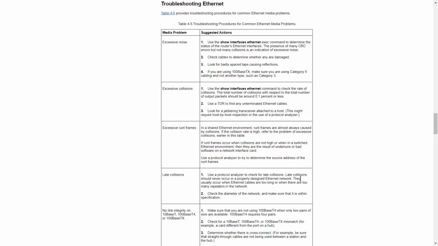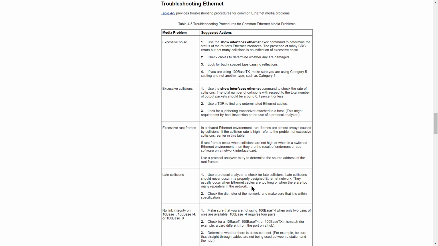So it is telling that late collision usually occurs when Ethernet cables are too long. Means when the Ethernet cable is longer than the limit, then it causes the late collision. Or when there are too many repeaters in the network. So if the number of repeaters or hubs in the network is too many, then this also causes late collision. Okay, and there are more reasons.